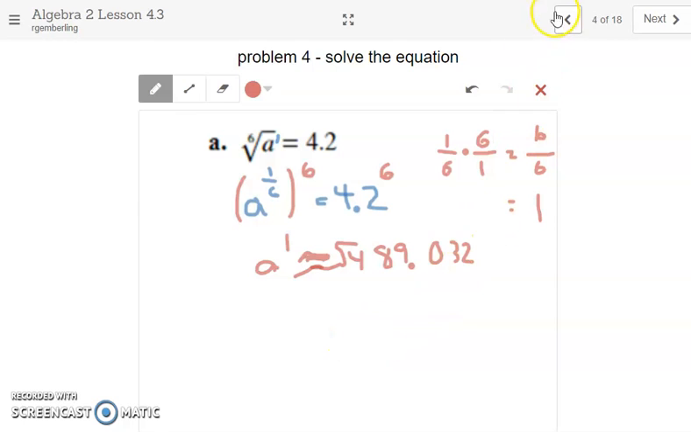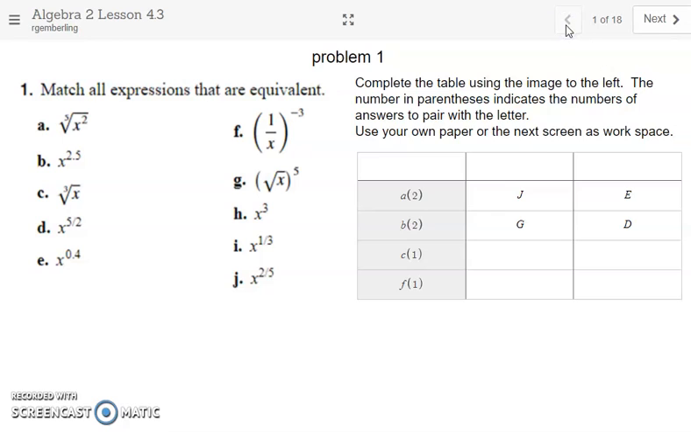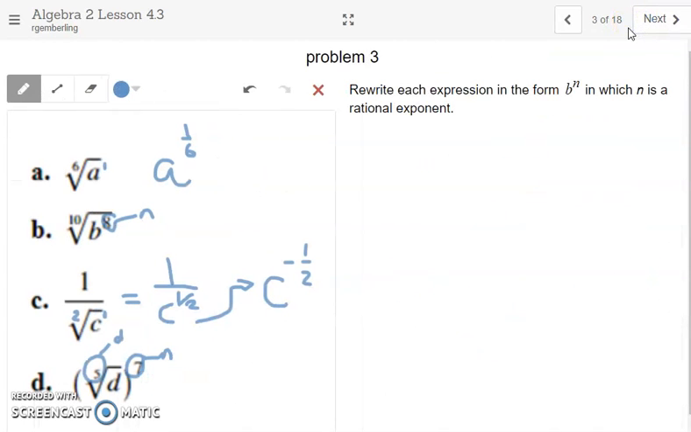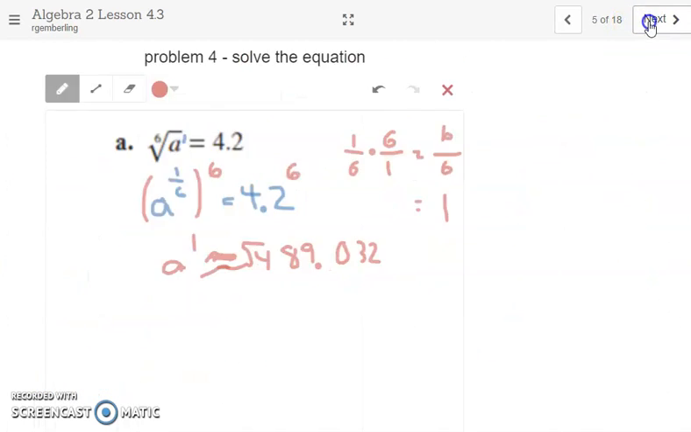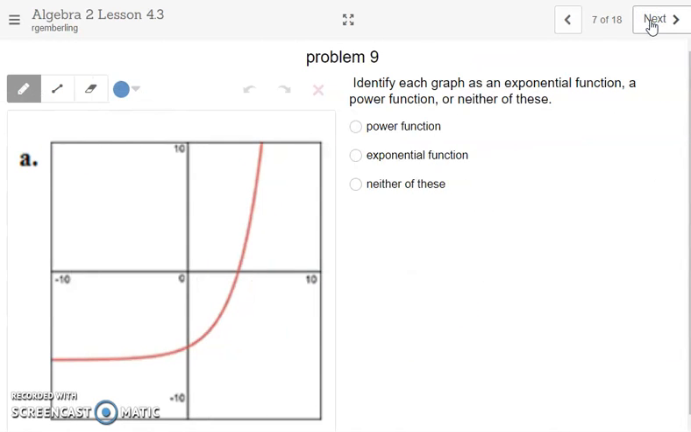So the first couple of screens here, the problems are basically the same types of problems, with the exception maybe of having the exponent on the outside, but the same types of problems we've been doing in class. Problem 4, same thing. Problem 5, same thing here.